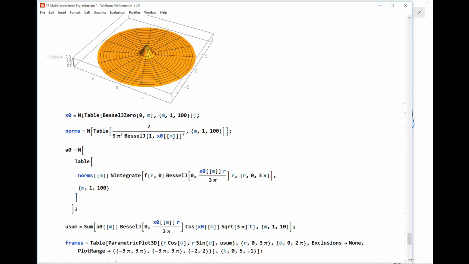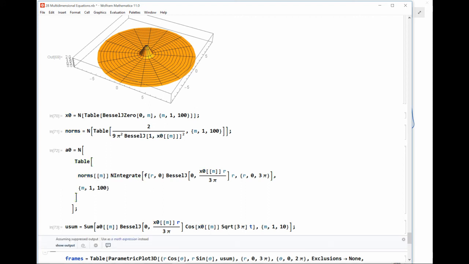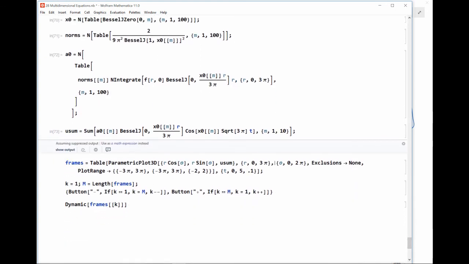Each coefficient a naught, or each m, is going to be computed as follows. Here I'm integrating numerically because this integral is not going to be computed in closed form by Mathematica, so I'm using numerical integration to compute the dot product of f with the Bessel function, and then I multiply it by the norm, and I do it for the first 100 values of m. I'll compute the sum of the first 10 elements of it, just to save some computation time.